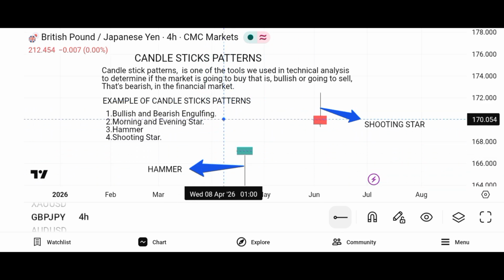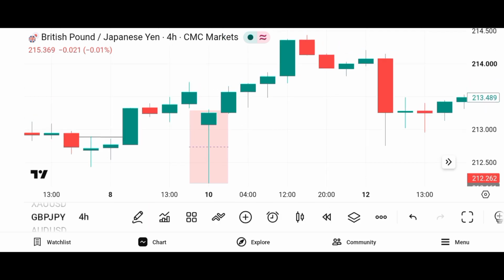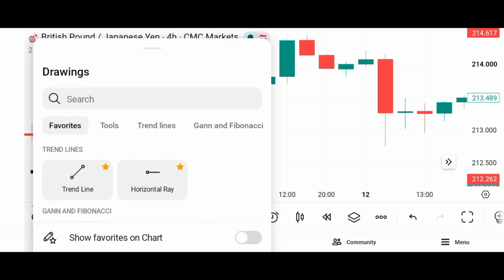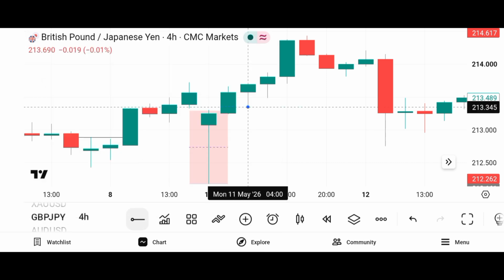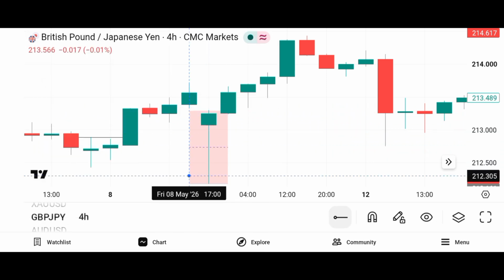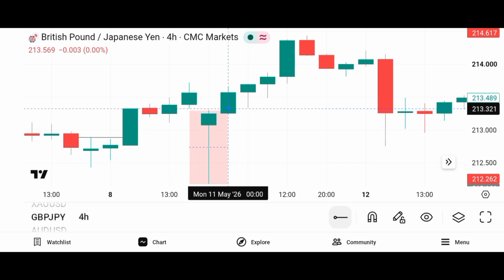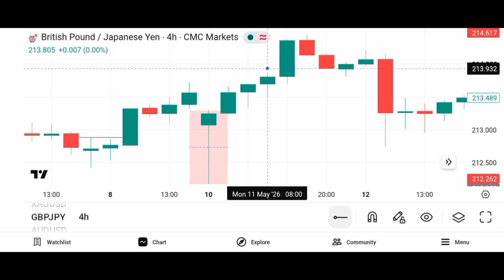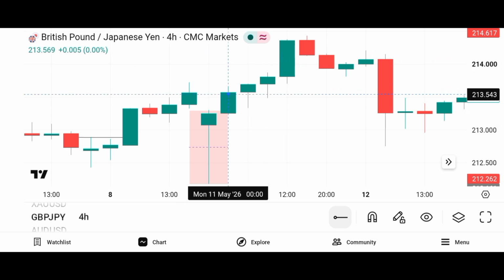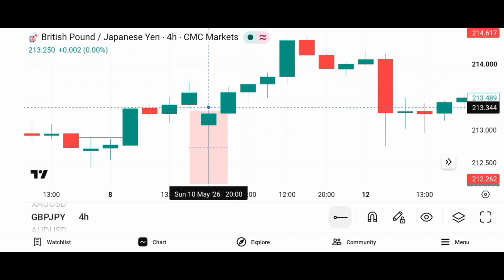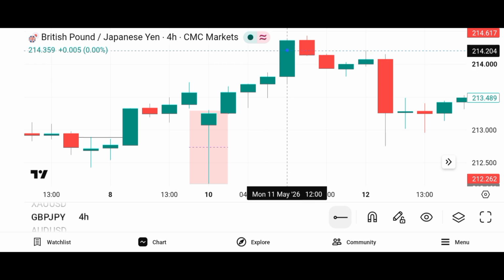So let me show you guys. This is an example of the hammer that I was giving an example of. This is an example of your hammer. You see, immediately this was formed, you can see a series of bullish candles that were formed, telling us that the market is buying. You can see the market just start buying to the upside. So let's go and check for an example of the shooting star on our chart as well.